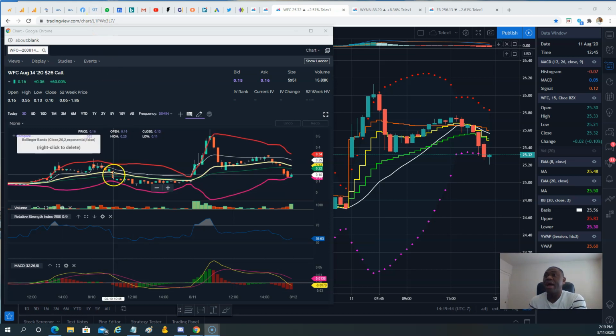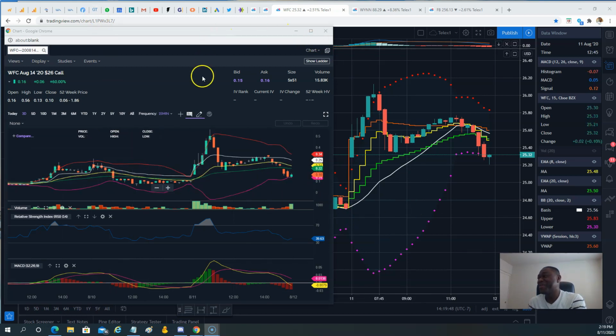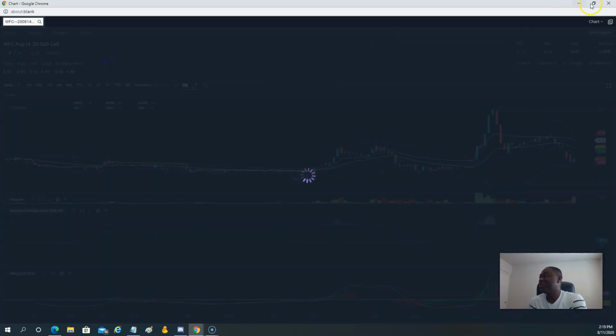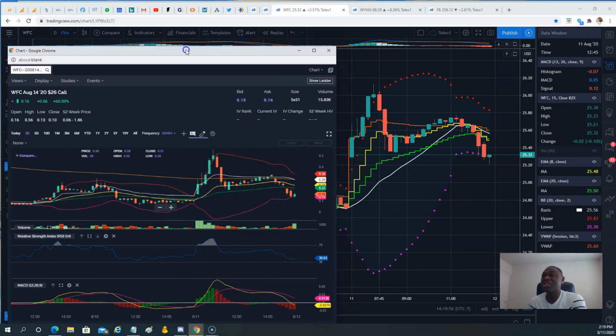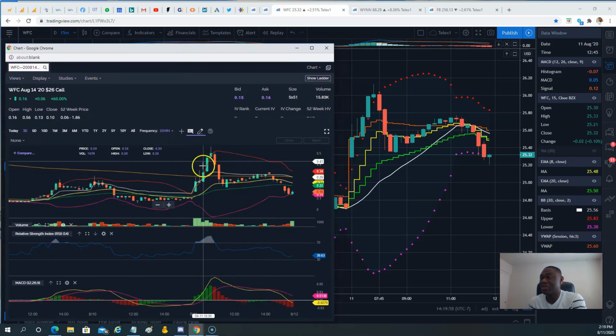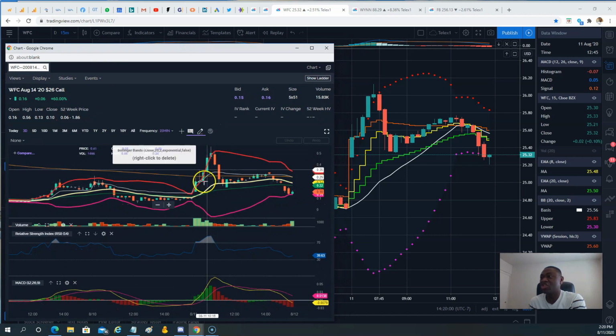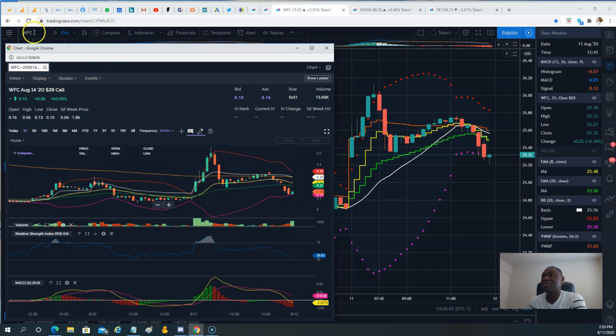So I'm just taking a random example, wink wink. The stock that you see here is WFC. It doesn't matter, this is just an example. It doesn't matter what you're trading. This chart, if you have it available, the same principle will apply.